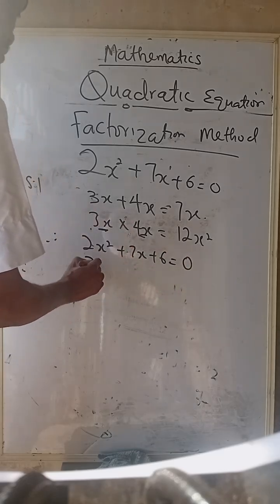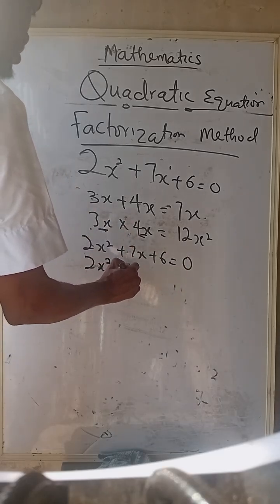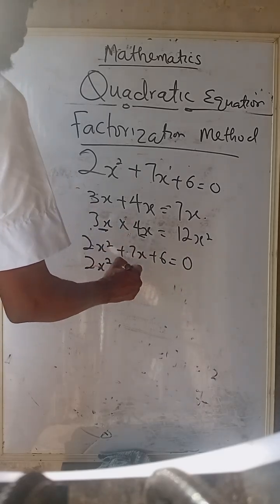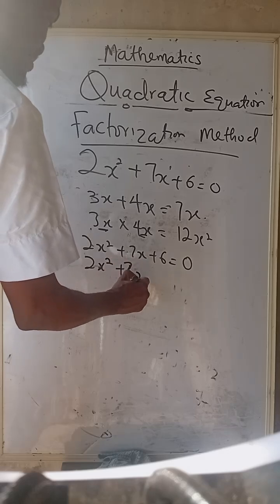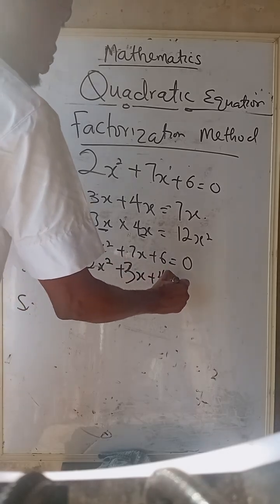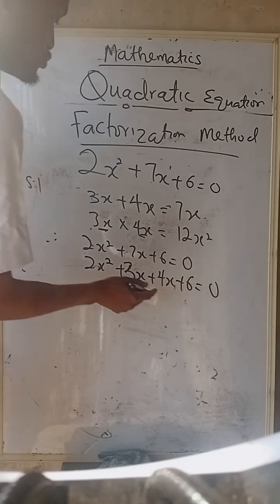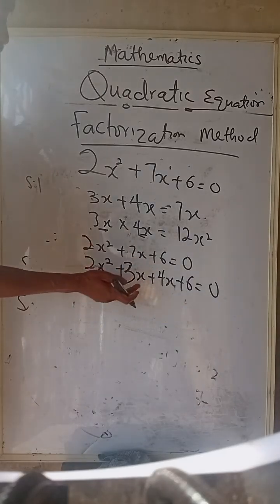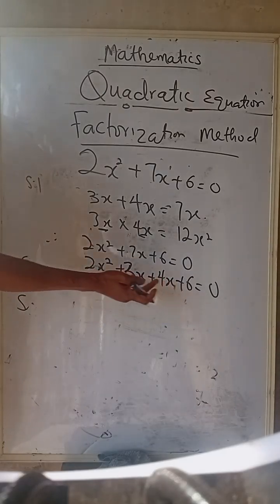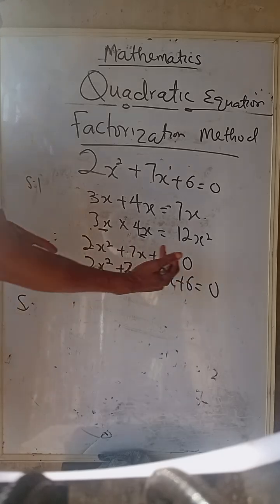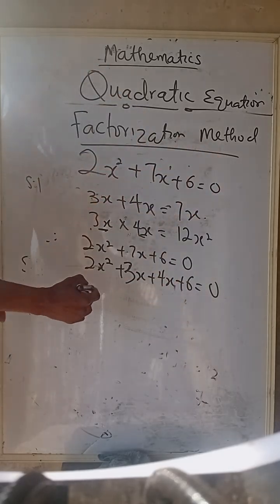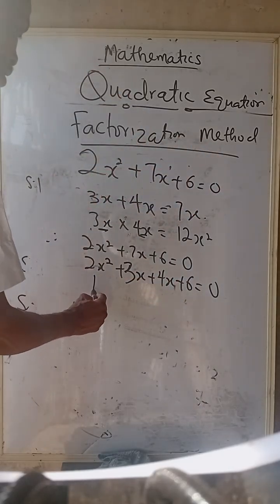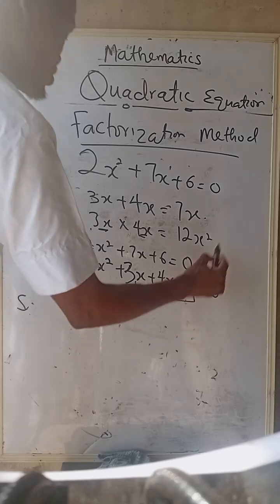Now I will split and say 2x squared plus, I can use 3x, I can use 4x first. Let me use 3x plus 4x plus 6 equals to 0. You see that I have split this 7x into two numbers, and that's the essence of the quadratic factorization method, so that you can split the b into two parts. Now you are not going to ask yourself, you are going to pick it like this and you're going to pick these two like this.